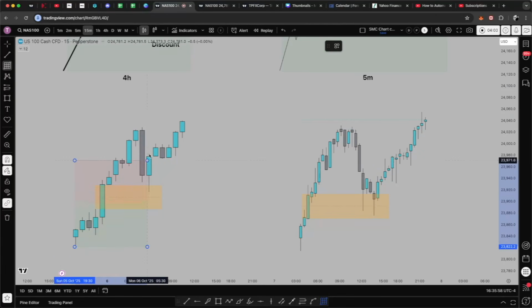Basically, right here, this premium and discount. So, hold on, there you go. I have to click on it there. So we have premium and discount in this area. And notice that the price pulls back right here, enters this fair value gap, and then pushes up. This is how it looks on the 5-minute. It's basically the same.